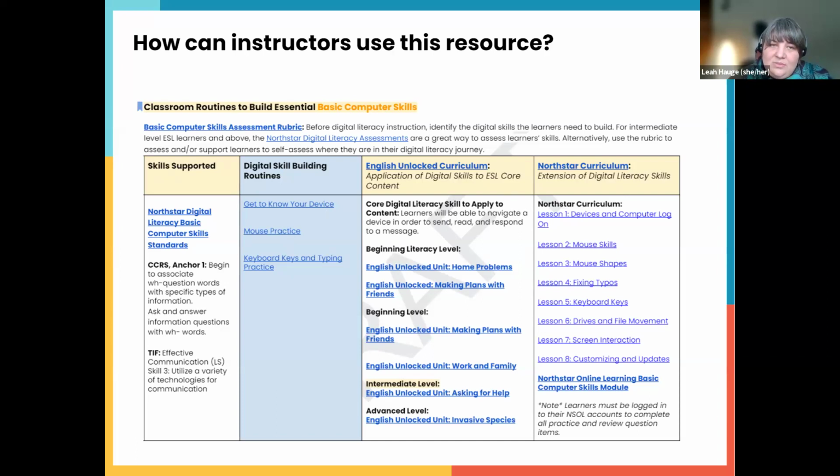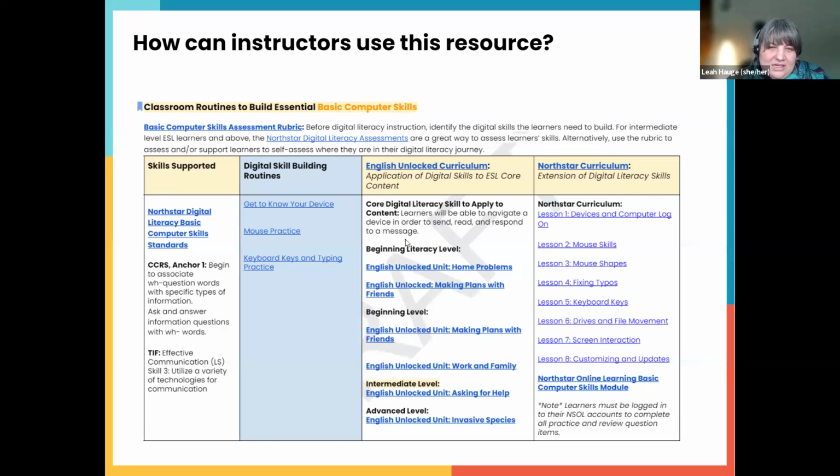And then the last two columns, the next one following the blue, is the English Unlocked curriculum. Those are lessons that pop up that support learners to navigate, in this circumstance, a device in order to send, read, and respond to a message. So we're building in those typing skills, being able to navigate a screen, and navigate their devices in order to communicate. And then what we did is we gave a contextual example, just like a mini lesson of how you could do that.